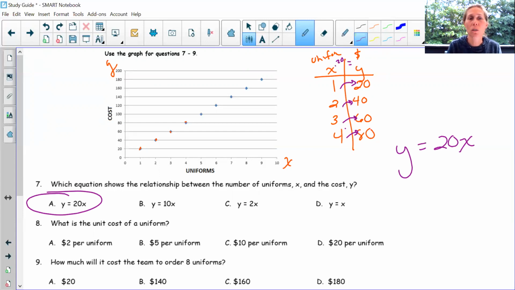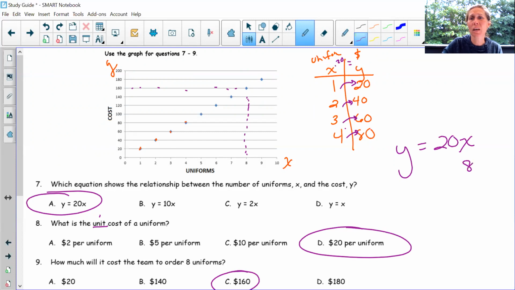Number 8, what is the unit cost of a uniform? Well, how much does one uniform cost? It costs $20. Unit means one, cost of one uniform. How much will it cost the team to order 8 uniforms? Find 8 uniforms, take it up and go across. It will cost $160. Or I could have just put 8 inside of the X, and 8 times 20 gives me 160.